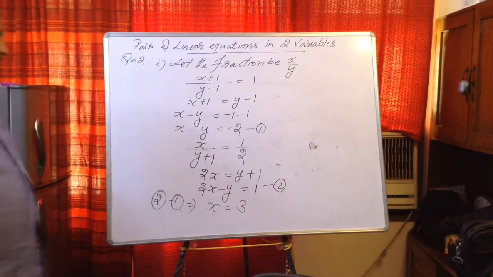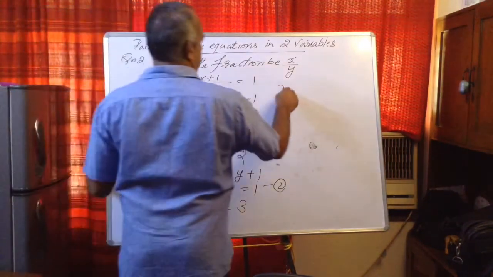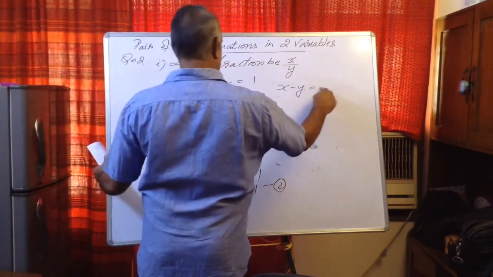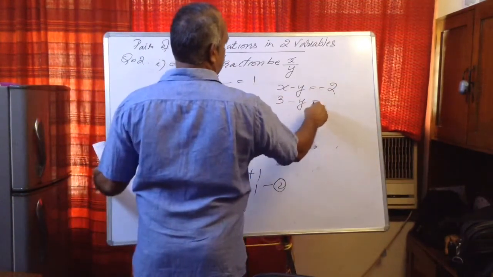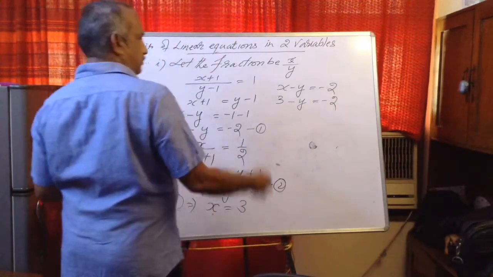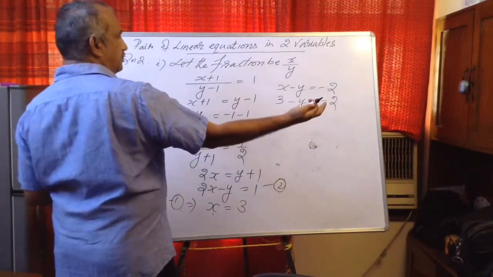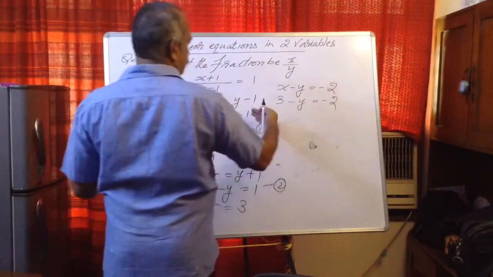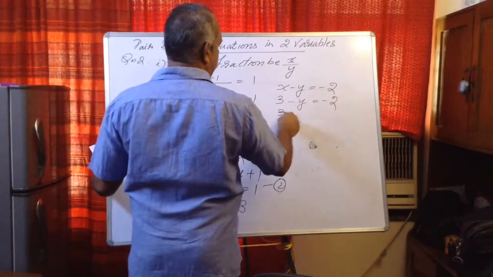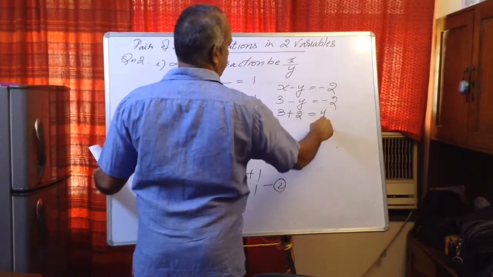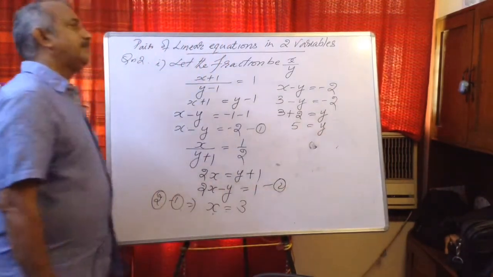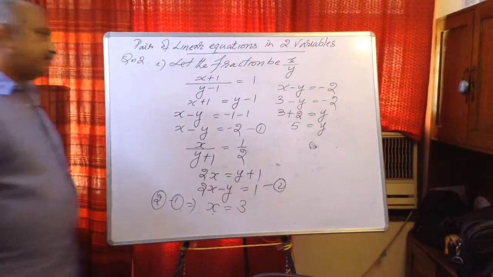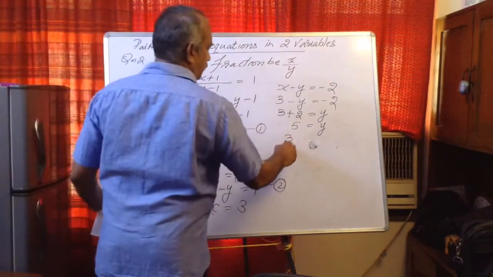Now put in any one of the equations. Say x minus y is equal to minus 2. 3 minus y is equal to minus 2. You can keep y and take 3 to the other side, or you can take 2 this side and y that side. 3 plus 2 is equal to y, or y is equal to 5. So we got numerator and denominator. So the fraction is 3 upon 5.